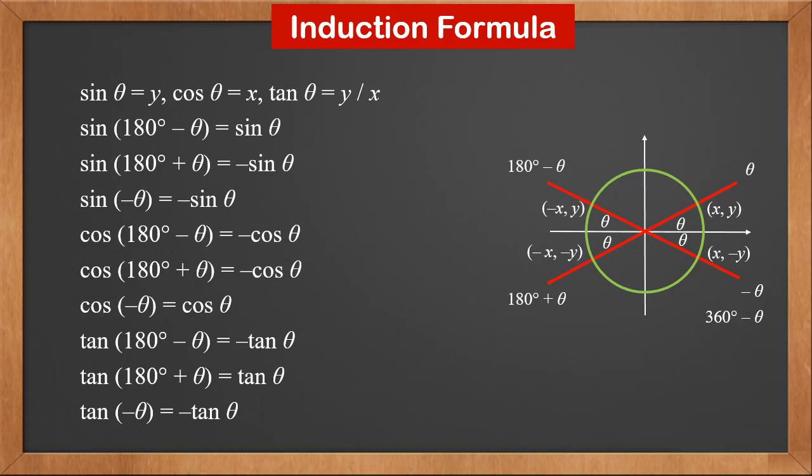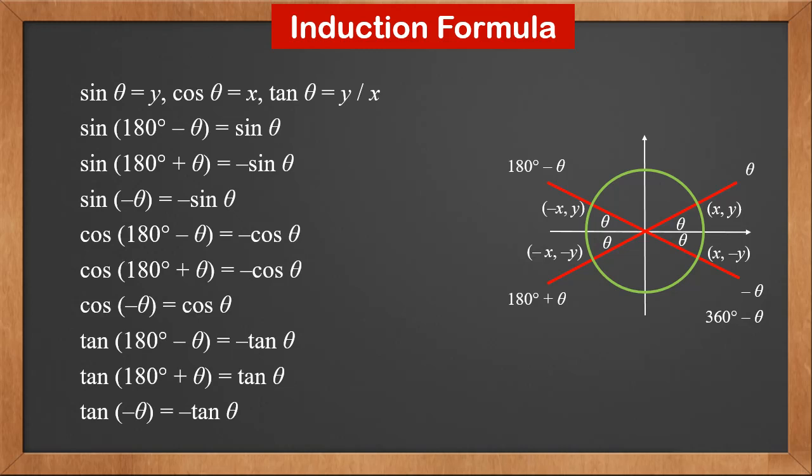These 9 formulae are called induction formulae. Here, theta is an acute angle. But these formulae are valid for all values of theta. However, you can remember these formulae easily with theta being acute, and the position of the 4 arms. We can also see that the sign of the formula conforms to the sign of each trigonometric function in the corresponding quadrant.